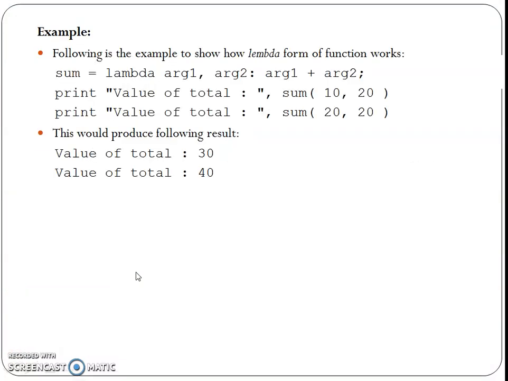After anonymous function, this is one more example. Like there I have used 3 arguments, here only 2 arguments are being used. So any function we can define anonymously using the lambda keyword.